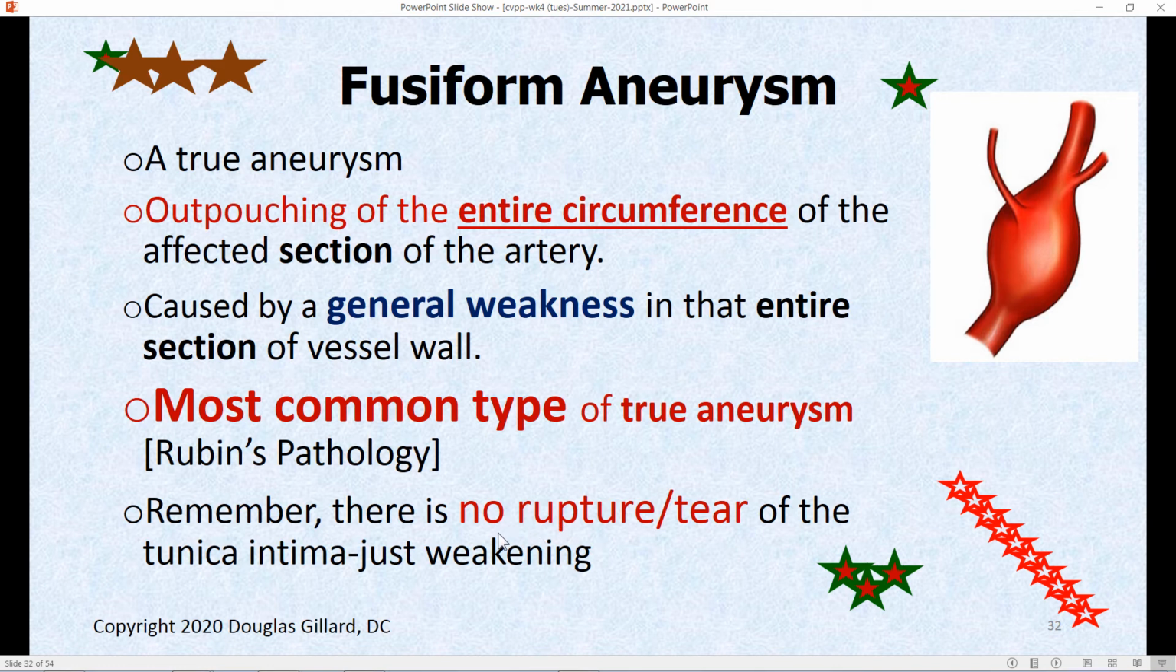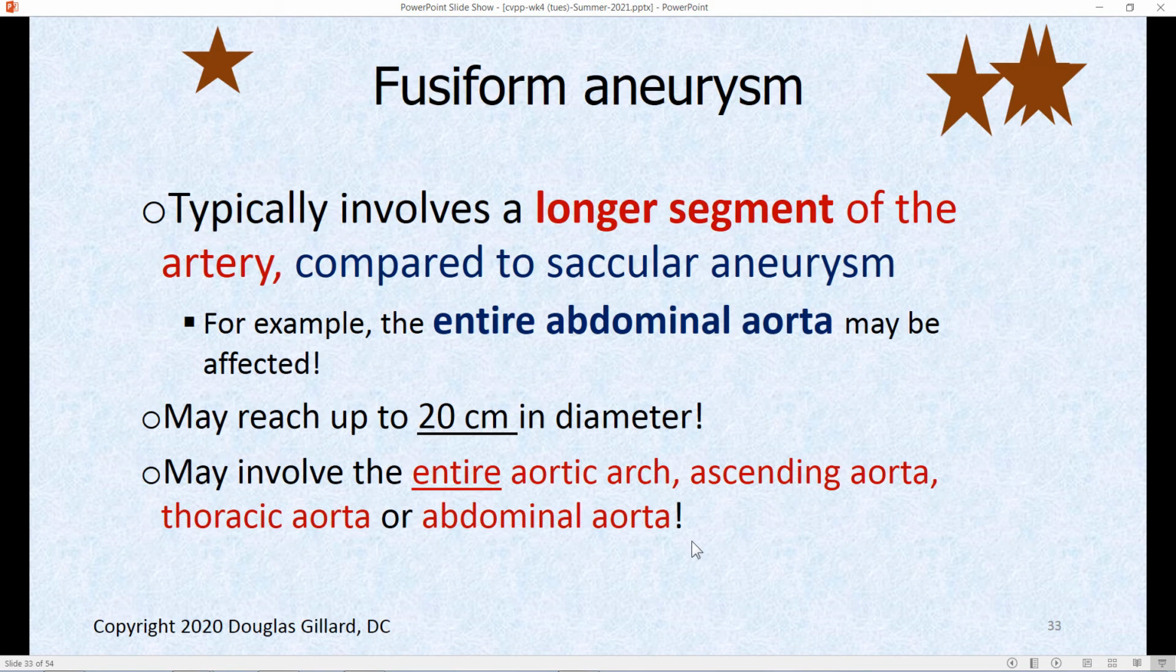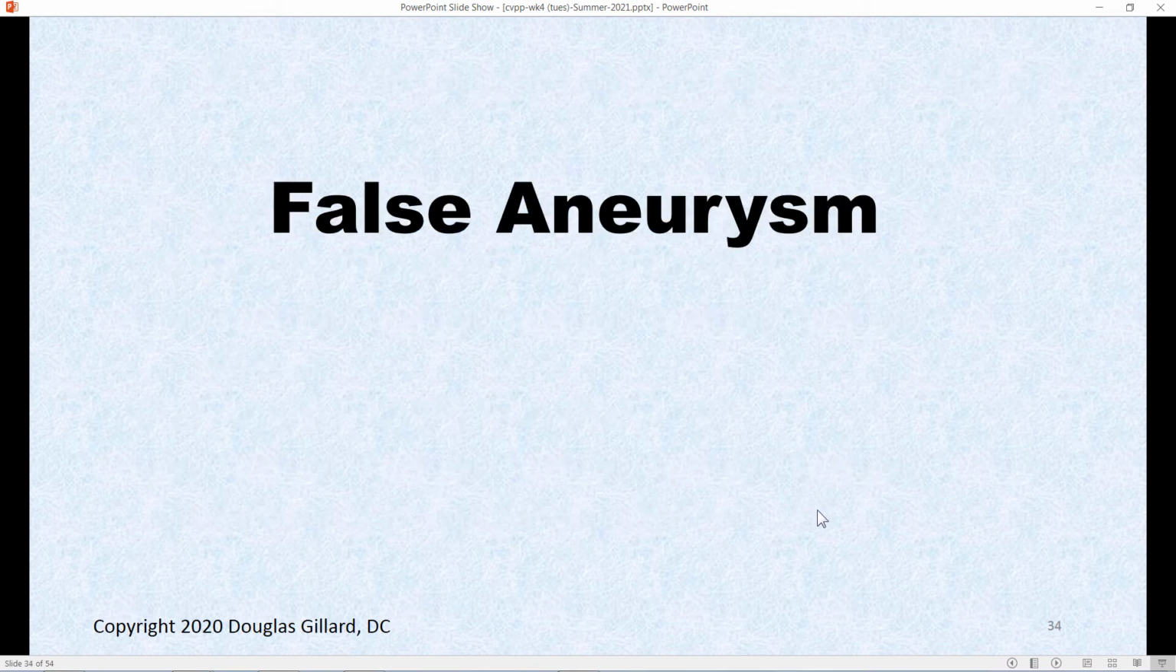Again, it's a true aneurysm, meaning there's no rupture, no rip in the tunica intima. It's just a general weakening in a big section, and it's all bulged way out. It can be very long segments. It's not uncommon for the entire abdominal aorta to be involved. It can reach up to 20 centimeters in size, which is really big. I'm not sure if I took those slides out, but I had a really big one in here. Anyway, they can involve the entire aortic arch, ascending aorta, thoracic aorta, and abdominal aorta. Okay, so those were true aneurysms, saccular and fusiform.